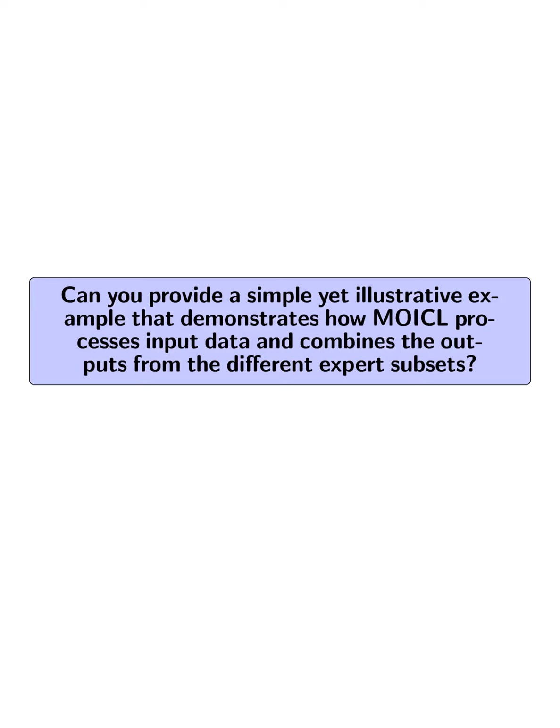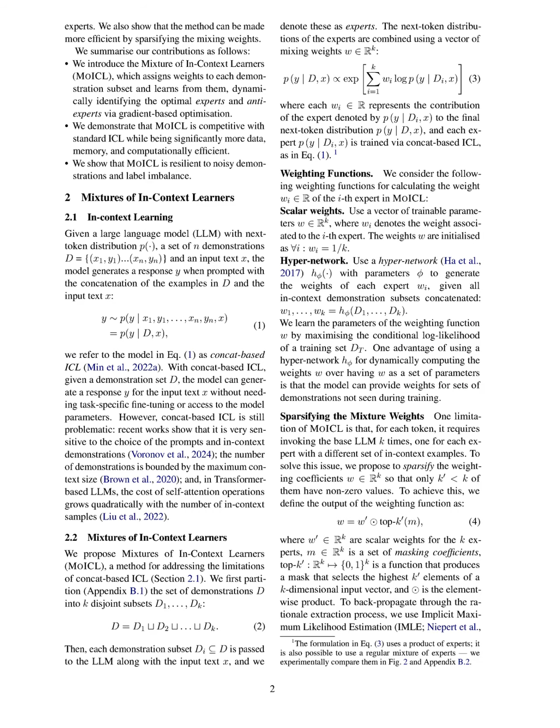Can you provide a simple yet illustrative example that demonstrates how MoICL processes input data and combines the outputs from the different expert subsets? MoICL processes input data by first partitioning a set of demonstrations, D, into K disjoint subsets denoted as D_1, D_2, through D_K. Each subset is treated as an expert, and the model generates next token distributions for each expert based on the input text, x. These distributions are then combined using a vector of mixing weights, w, where each weight, w_i, represents the contribution of the ith expert to the final output.